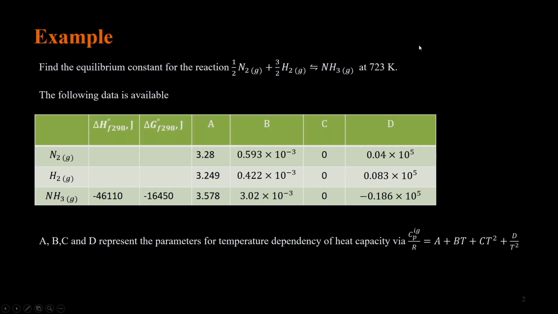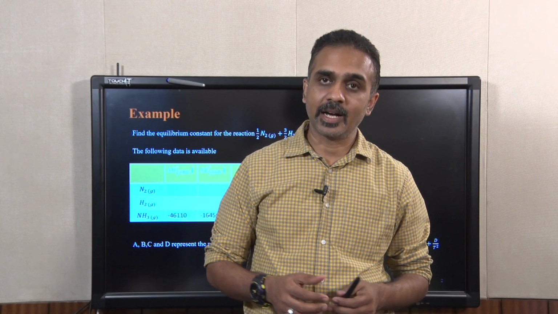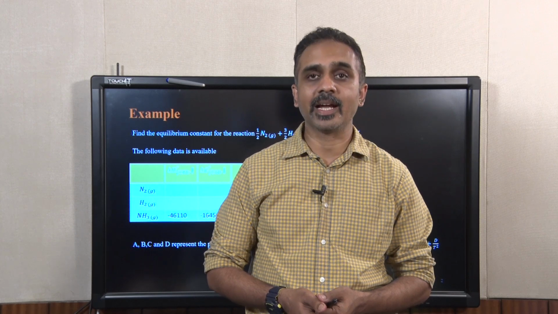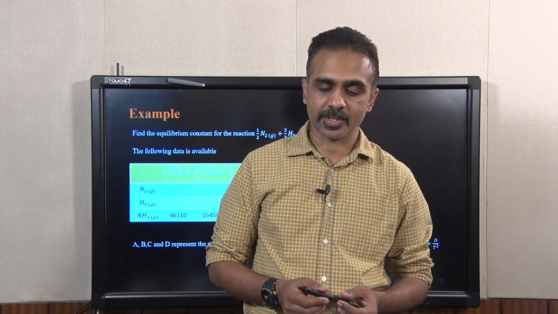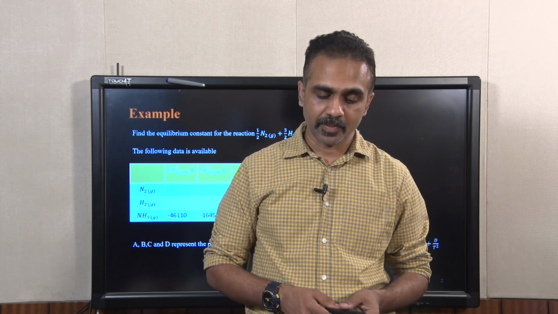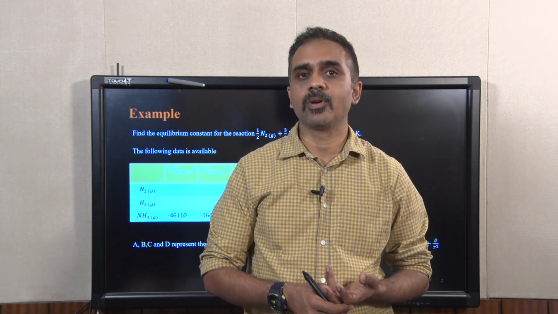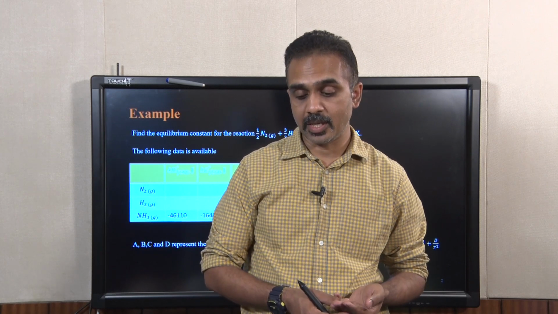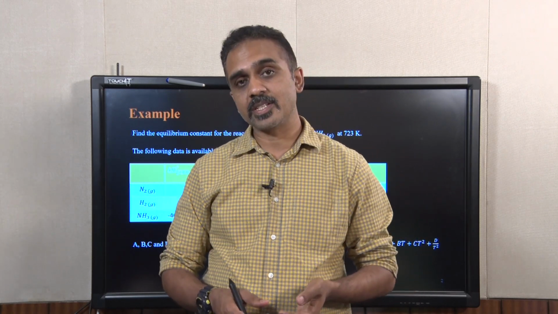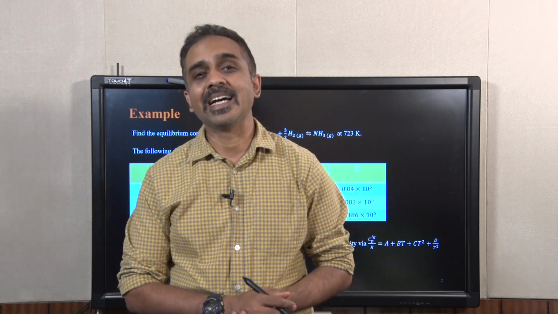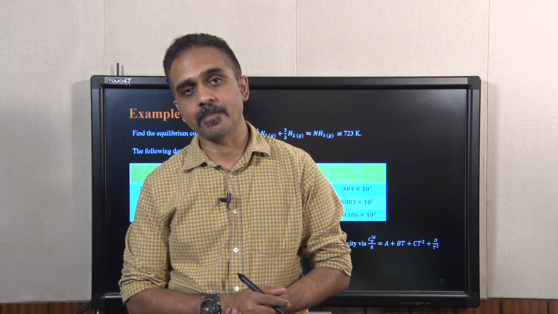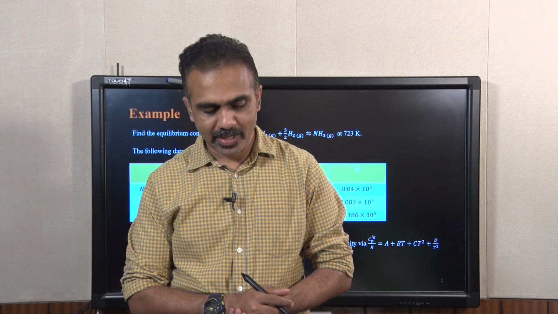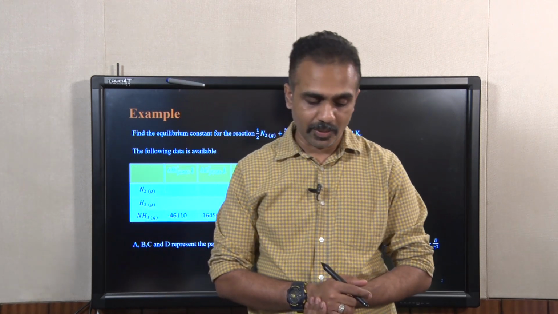The first problem for today is for synthesis of ammonia. This reaction is occurring at 723 Kelvin, and we're interested in finding the equilibrium constant for this reaction at 723 Kelvin. We have some information given to us. First is the heats of formation data for ammonia, then the Gibbs free energy of formation, and also the specific heat capacities for each of the three species in the ideal gas state, or rather the temperature dependency of the specific heat capacities for these three species in the ideal gas state. So we want to use this data and calculate the equilibrium constant for the reaction.